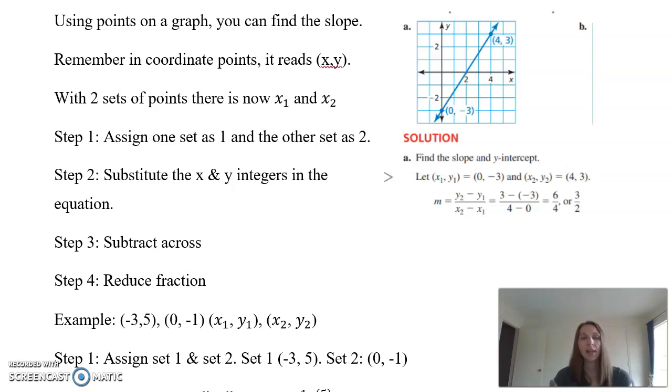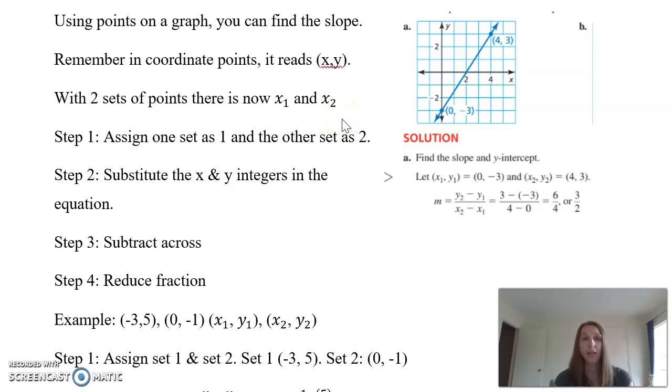Okay, we are looking at this worksheet here, and we're going to be using points on a graph so that we can find the slope. Remember, in coordinate points, it reads x, comma, y. X will come first, y is second. Now we have 2 sets of points, so how do we note which one is x1 and which one is x2? We're using now x1 and x2 and y1 and y2.